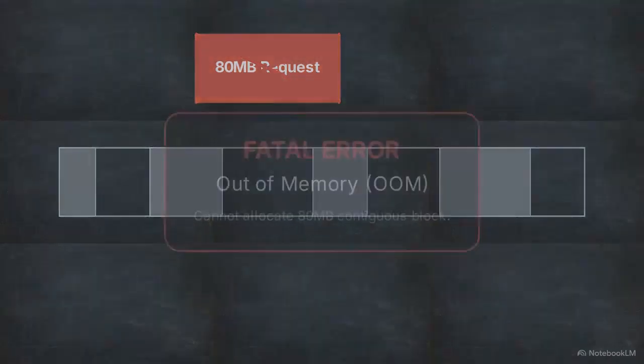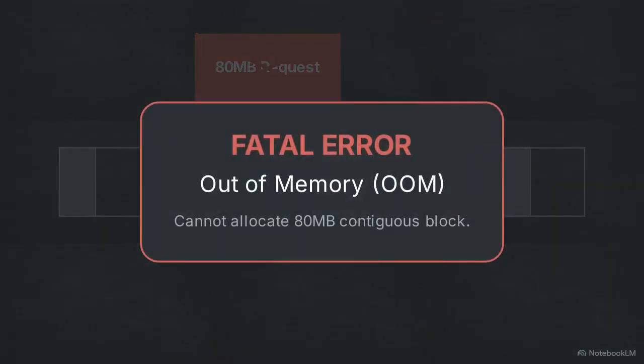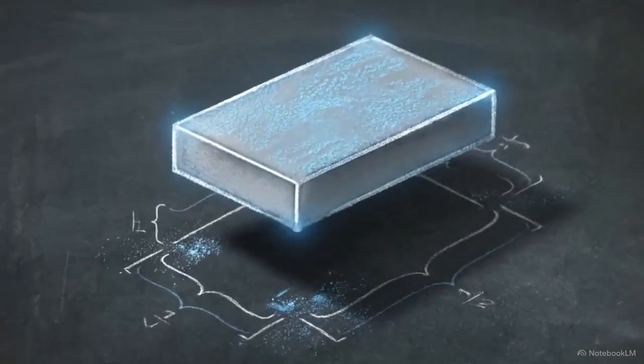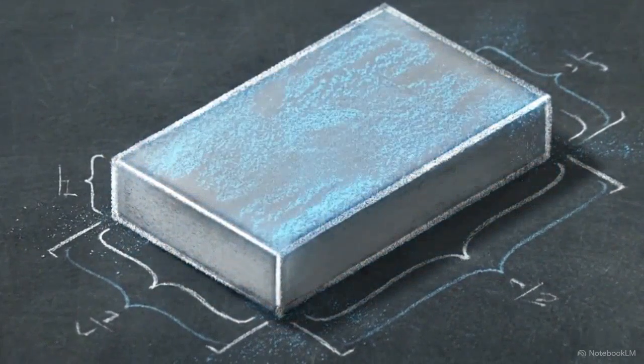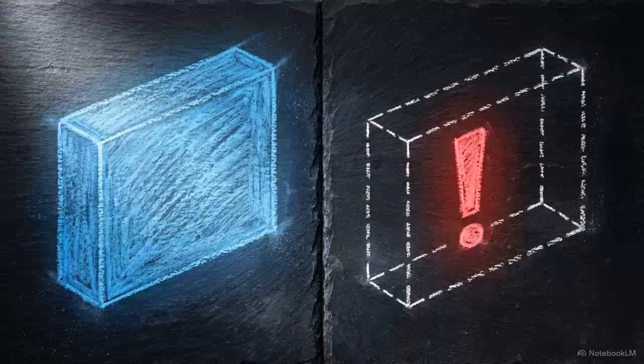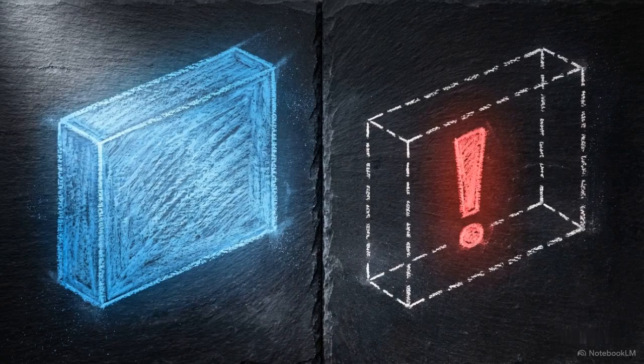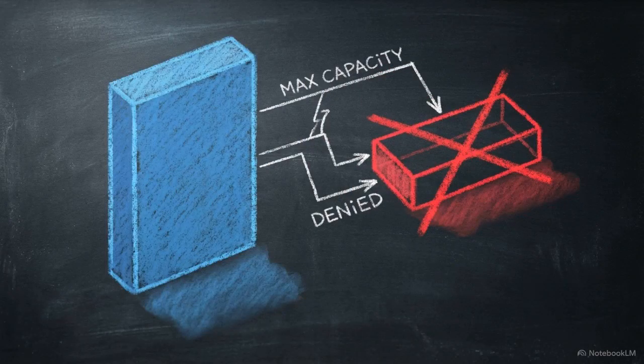The system throws a stark red out of memory, or OOM, exception. An OOM exception is a fatal error state, where the operating system halts a program because it cannot provide the physical RAM requested. This presents a mathematical paradox. The machine has 150 megabytes of total capacity, yet it cannot fulfill a request for barely half that amount.